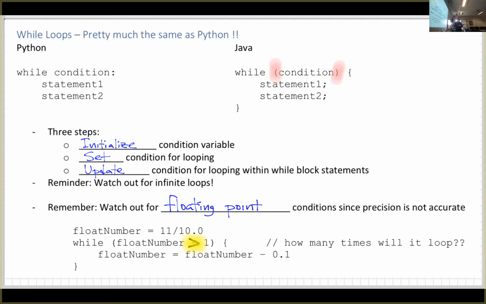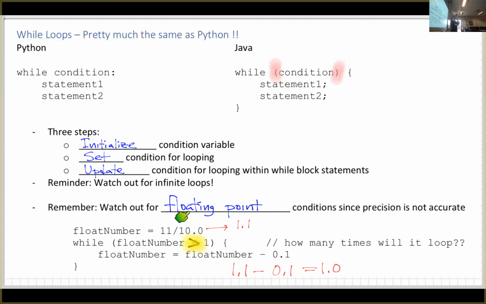Okay, so let's examine this code. Floating point is 11 divided by 10. That's equal to 1.1. Okay, if 1.1 is bigger than one, which it is, then we subtract 0.1 from that. So let's do that. 1.1 minus 0.1 is equal to 1.0. So then we loop back up here. Is 1.0 bigger than 1? No, it's not. It's not strictly greater. So then we do not loop again, or so we think.